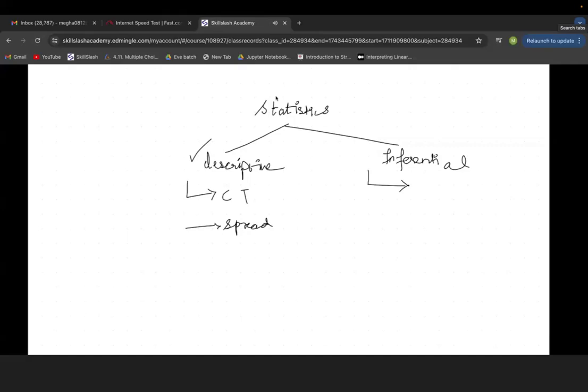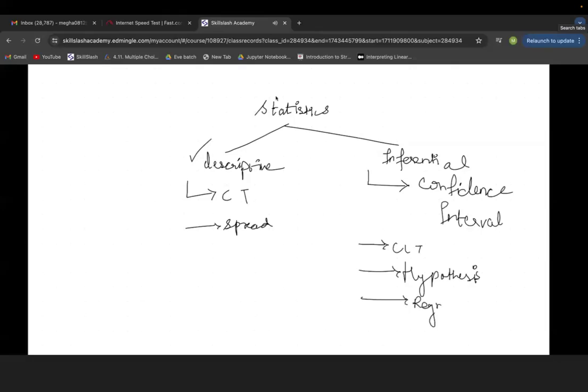Now what all comes under the inferential part? So inferential part contains, let's say, point number 1, confidence interval. Central limit theorem. Let me write it down. Confidence interval. Central limit theorem. Hypothesis testing. Regression analysis. Okay. So which one are we going to do tomorrow?